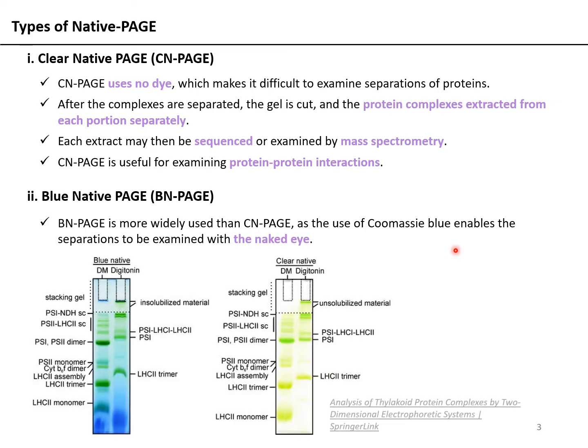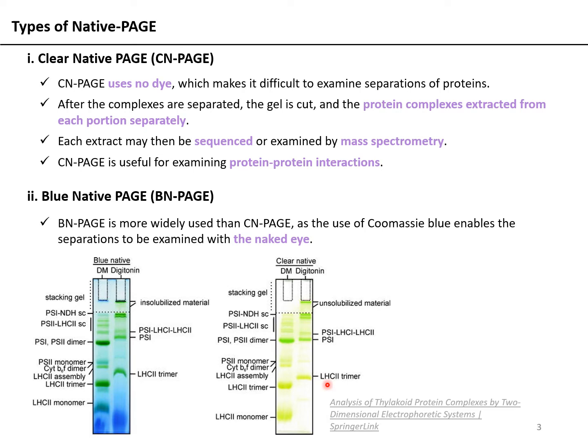So if you take a look at this image, you would see a blue native PAGE of the same samples compared to a clear native PAGE of the same samples. So you see, for clear native PAGE, if your sample, for instance, comprises proteins that by themselves fluoresce a certain color or which by themselves have a certain color, in that case, you can easily visualize them on the gel without the need for any staining.